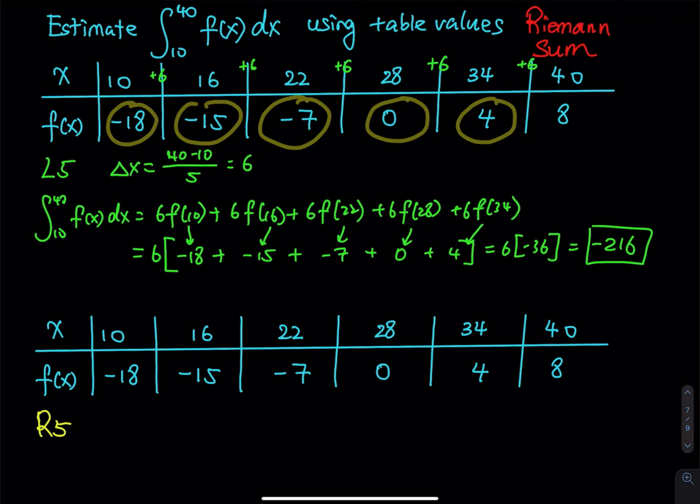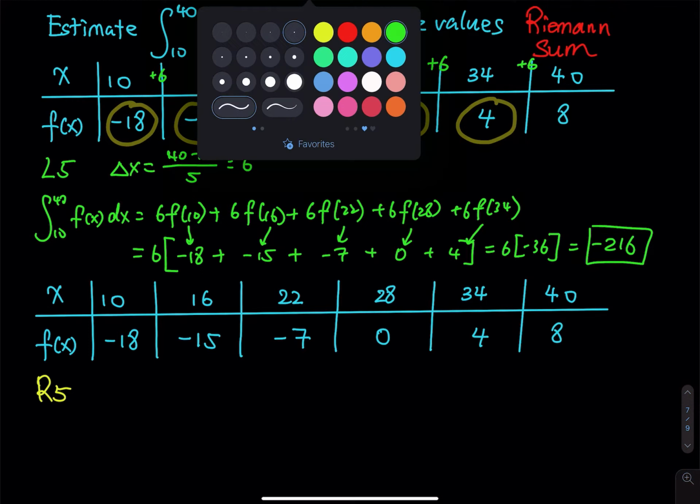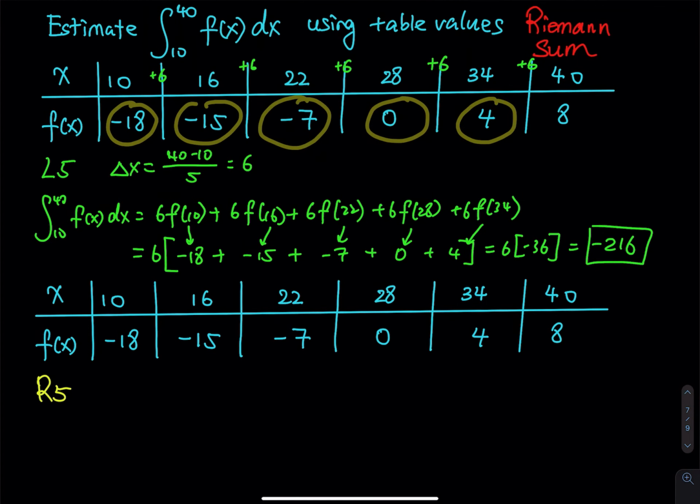So what about right sum? For right sum, let's move this up a little bit. Let's use yellow. For right sum with 5 intervals, the delta x is still 6, right? The delta x is maximum minus minimum divided by 5, so that is equal to 6, and this is plus 6, plus 6, plus 6, plus 6, so plus 6, right?